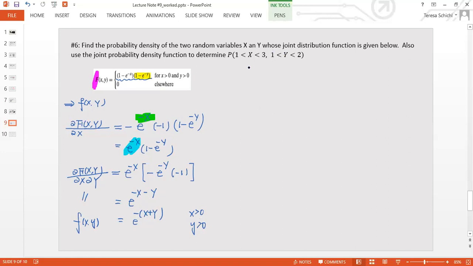Now they want to find these probabilities. If I want to find the probability that x is from 1 to 3 and y is from 1 to 2, then you integrate. Put the limits here: x from 1 to 3, then y from 1 to 2, and your PDF is e to the negative (x plus y). Because you put the bounds here, you take the integration dx first, and then the integration dy. I will leave this to you to practice your integration.